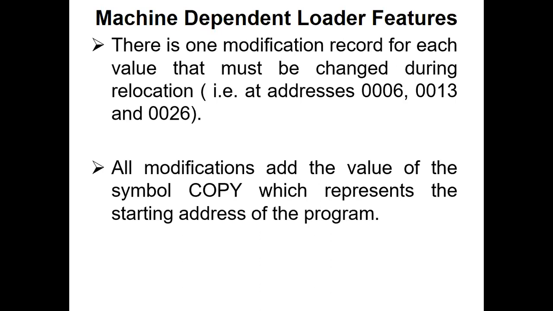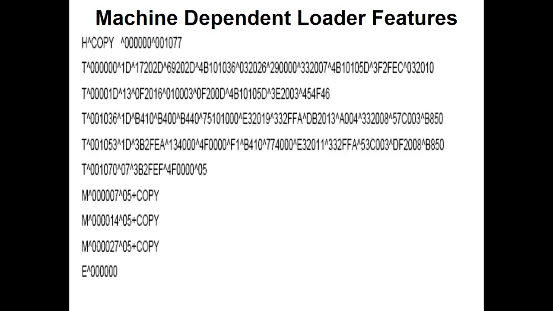Now, if you write a modification record for the instruction at 0006, you will see in the object code, if you can find the first modification record here, that it begins with the M. Remember the address was at 0006, so we say that the modification will begin from 0007. So you write M 000007, then the number of half bytes, which we said were 5. And then this time we say plus COPY. Now COPY is the beginning address of the program.